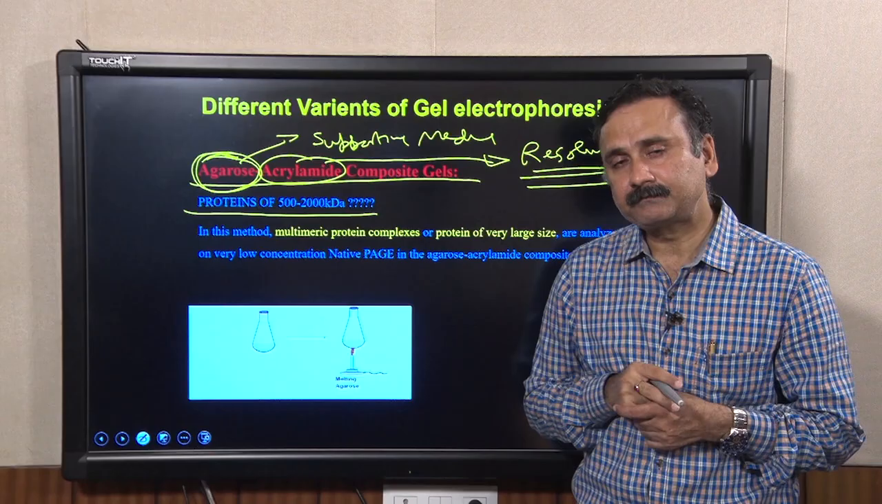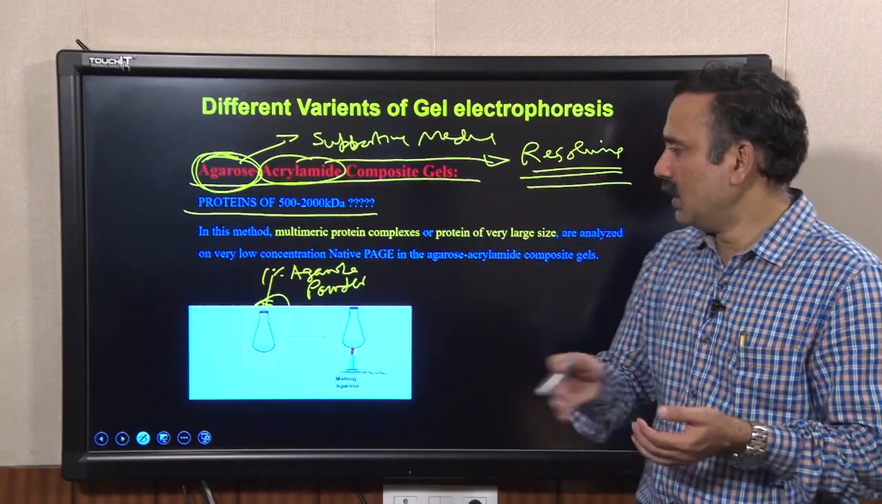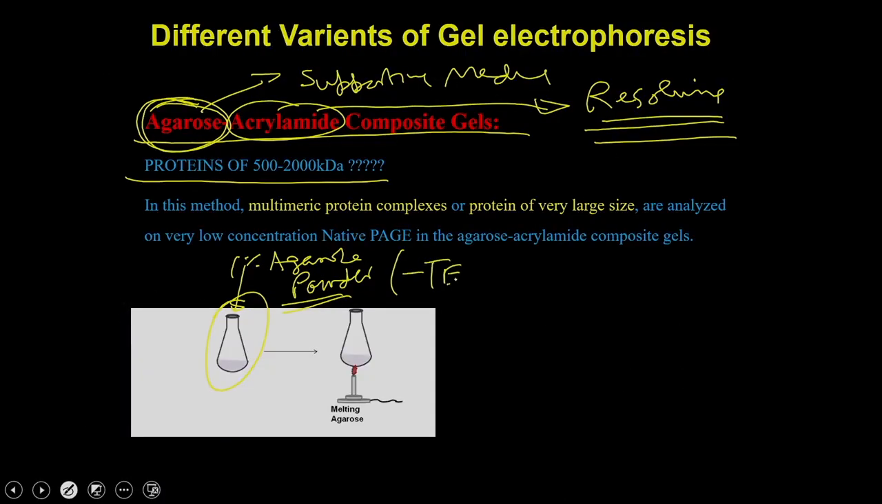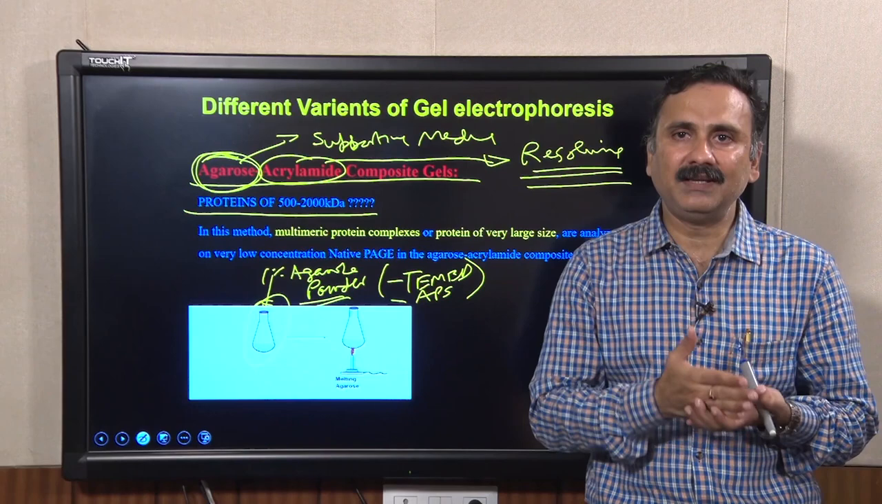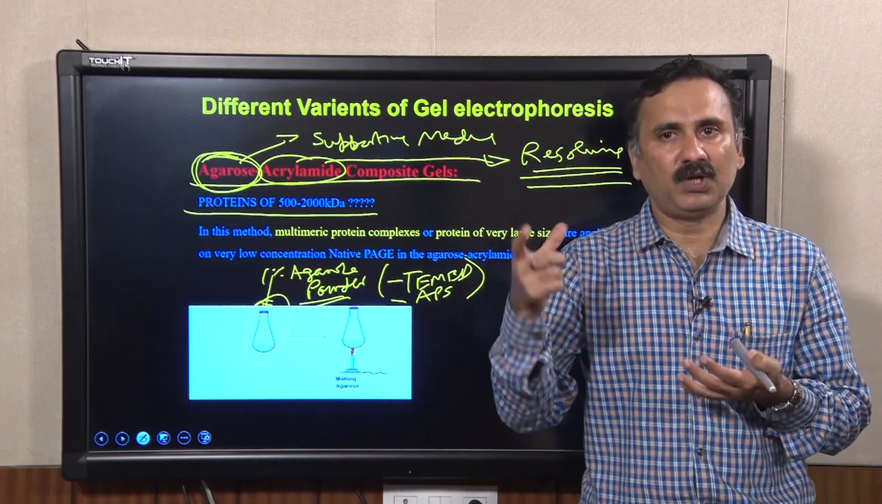So how to prepare these gels? You first prepare the complete acrylamide solution. Then you add the 1% agarose powder, and then you boil this, as we discussed when we were discussing horizontal gel electrophoresis. You boil and let the acrylamide get dissolved. The only thing is that you should not add the TEMED and you should not add the APS at this step. So you prepare the complete acrylamide solution, which means you can take the acrylamide, add the SDS, add the Tris, add everything, and then add the 1% agarose powder as per the calculation for that particular volume.